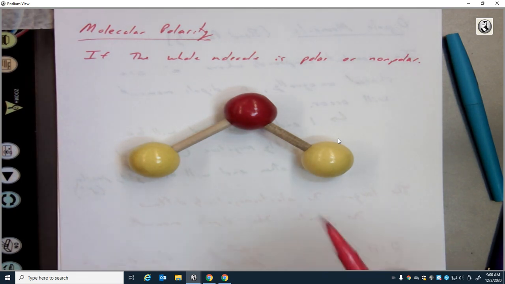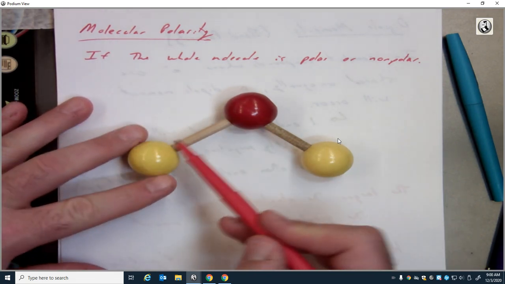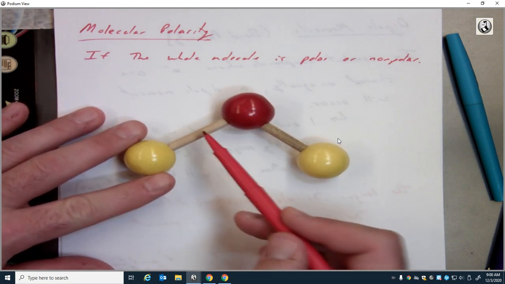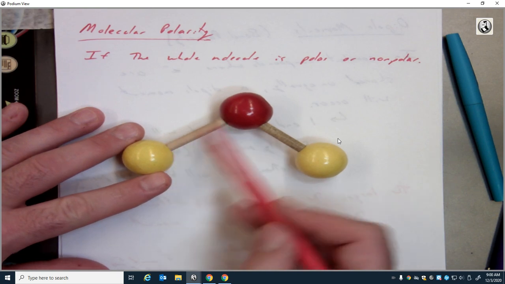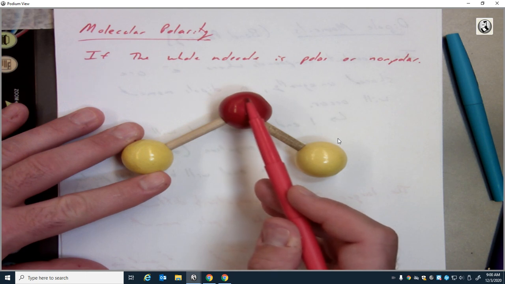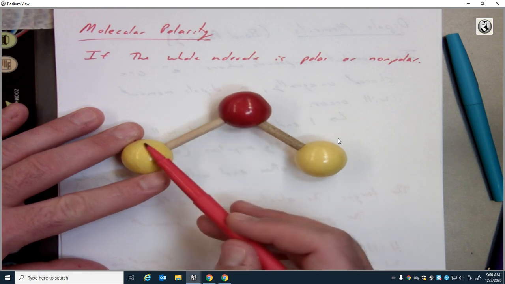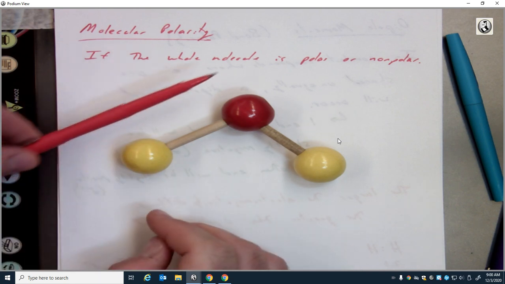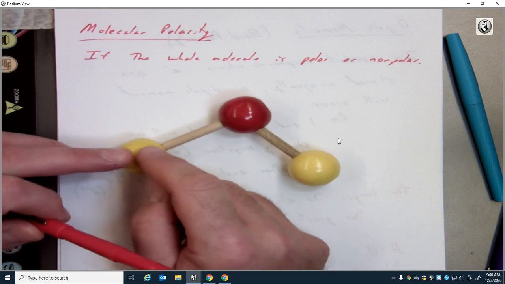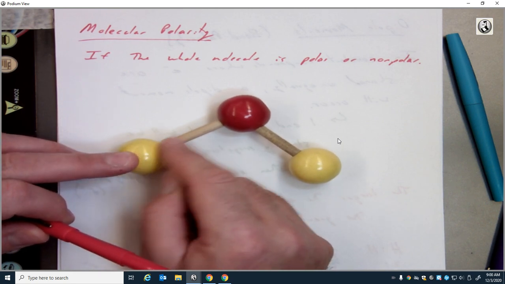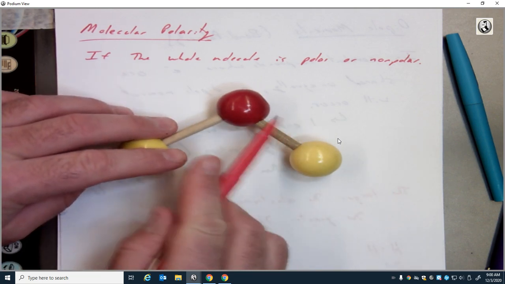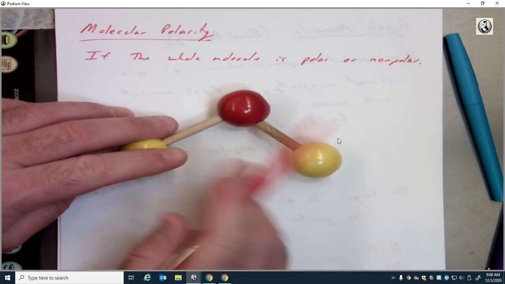If I'm talking about bond polarity, which is what dipole moments are, we're talking specifically about what's happening between the oxygen and the hydrogen. We know that oxygen's electronegativity is much higher than hydrogen's, so the electrons are going to be pulled towards this oxygen. So this oxygen becomes slightly negative, and this hydrogen becomes slightly positive. Here we're talking about bond polarity. We could do the same thing over here and talk about this bond's polarity between oxygen and hydrogen.